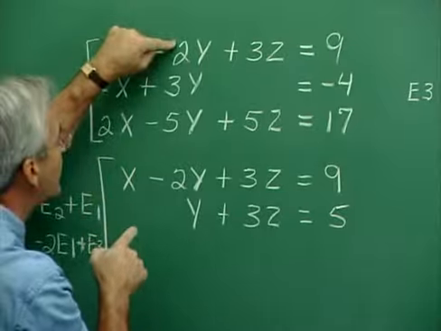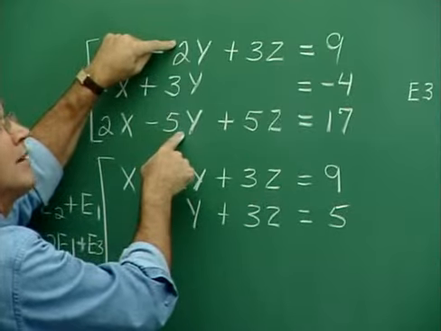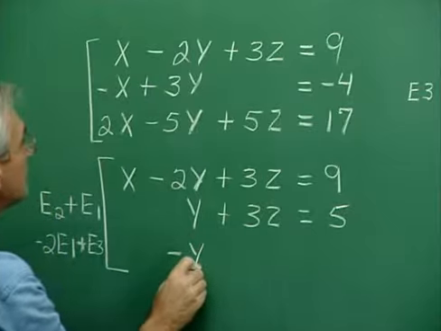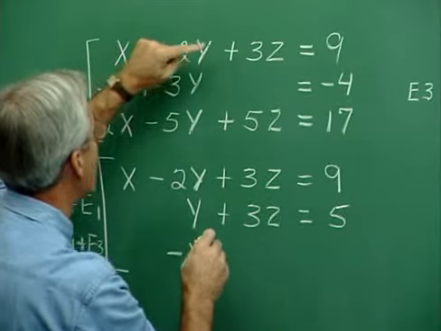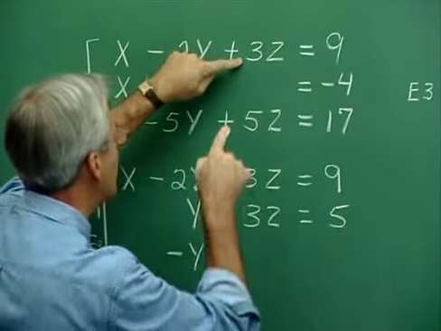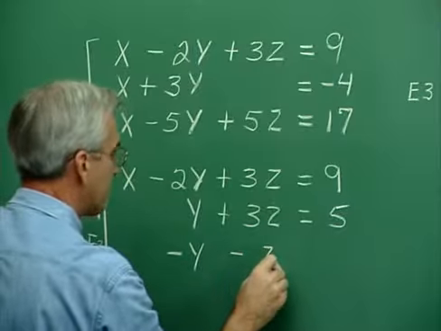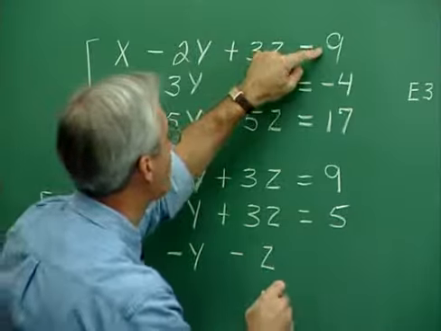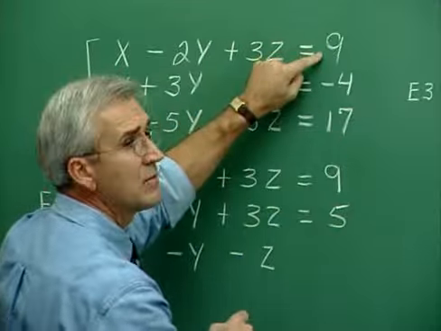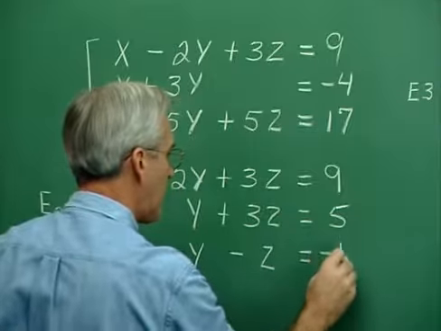Negative 2 times negative 2y, that's 4y. Minus 5y, let's see, 4y minus 5y, oh, that's negative y. And then negative 2 times 3z is negative 6z, plus 5z is negative z. Negative 2 times equation 1 plus equation 3. Negative 2 times 9 is negative 18, plus 17 is negative 1.